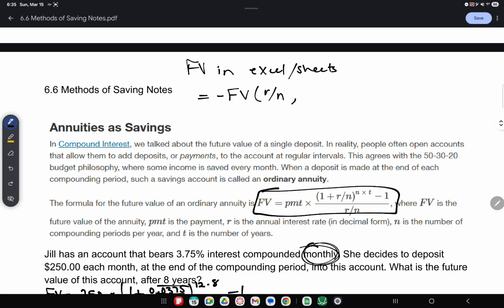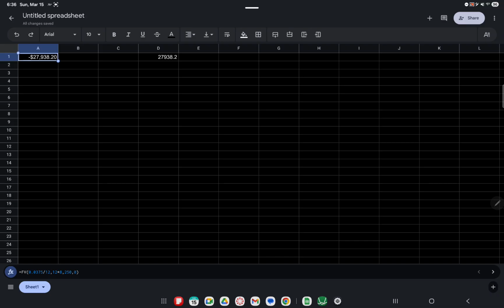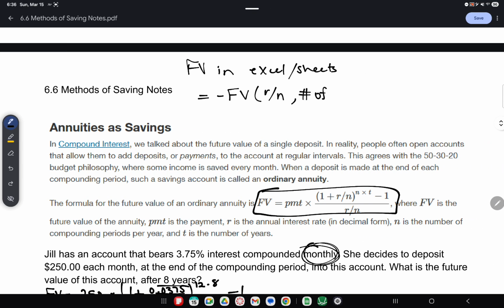And then what was the next thing I wanted? I already forgot. Number of periods, payment. Okay. Number of periods, which I really should say is just N times T. And then you put payment amount, and then I'll put present value, and we can close the parenthesis, and usually that's 0.